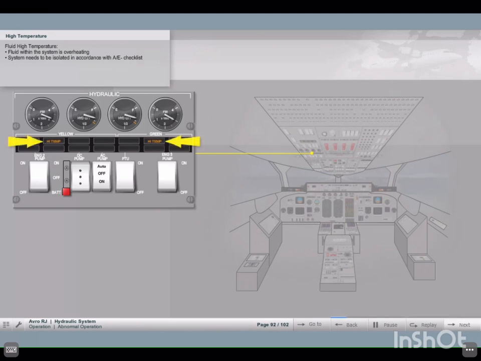Fluid high temperature. A system high temperature warning indicates that the hydraulic fluid within the system is overheating. This would require the system to be isolated in accordance with the abnormal and emergency checklist.